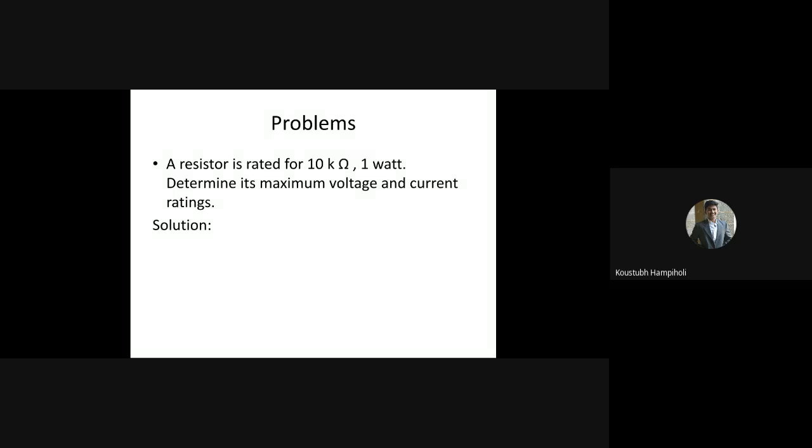Now find the current. The expression of current: you have P equals I square R. I is equal to 0.01 ampere. Current equals 0.01 ampere, right? Yes, ma'am. Very good. Now did everyone get this answer or not? Understood or not? Yes, ma'am.